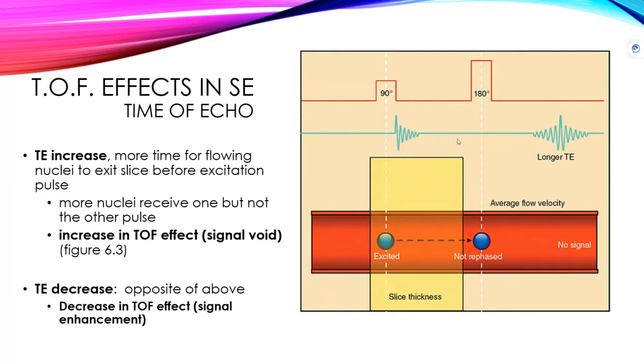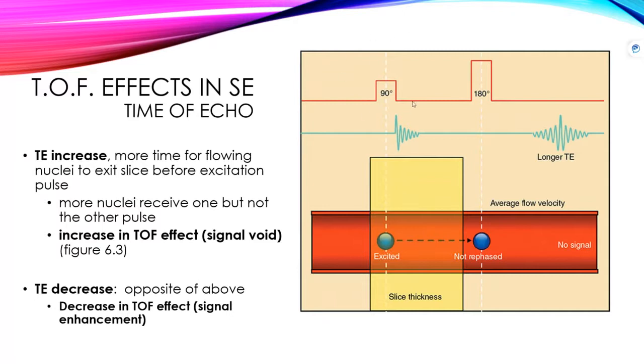The longer that our time of echo is, the longer that we wait before we actually push the refocusing pulse. We don't want to push the refocusing pulse really early if we have a time of echo that's really long, because then by the time we collect the echo, it's already decayed. So therefore, we have to wait a little bit before we push the refocusing pulse. So as the time of echo increases, you run the risk of the nuclei leaving the slice before you rephase them.